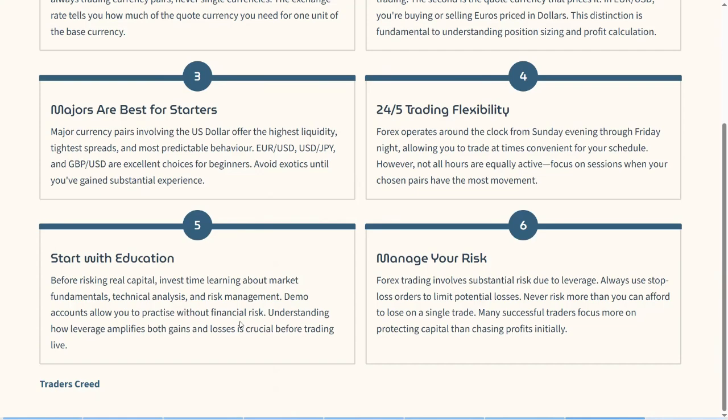You need to take your time, get education, get understanding, get the right education, then apply risk management. This is the most important thing you need to know as a forex trader. Manage your risk irrespective of whatever situation you're in at that point in time. Capital protection comes first. So these are the different takeaways.